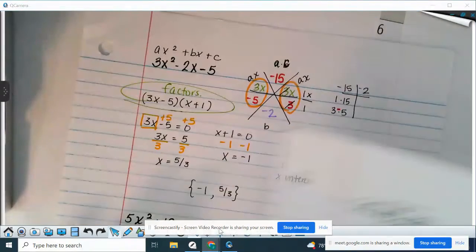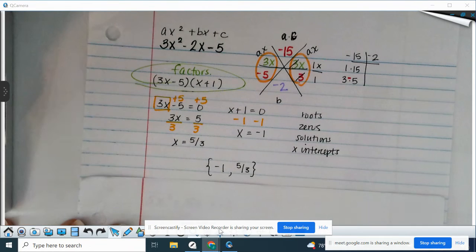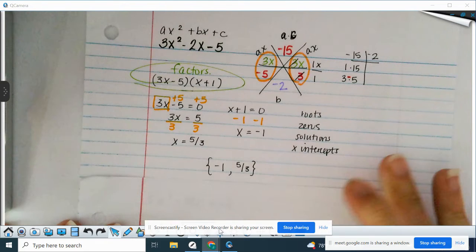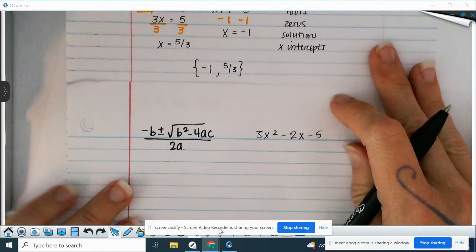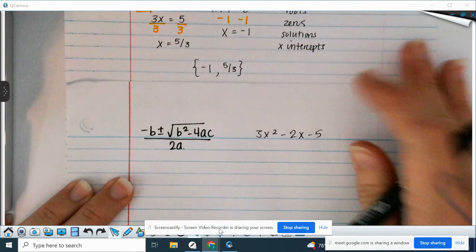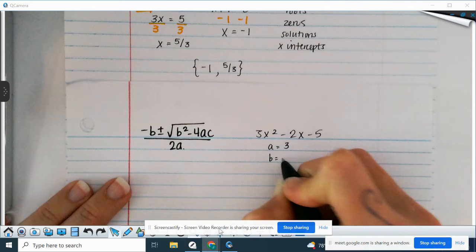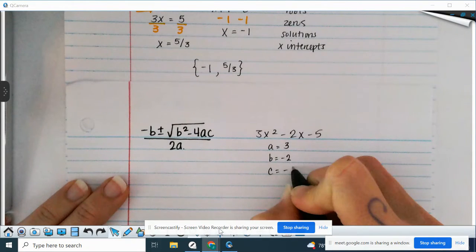And I set myself up. Yep, there we go. So quadratic formula using the same problem. So 3x squared minus 2x minus 5. We should still get that negative 1 and 5 over 3 when we're done. So in this case, our A value is 3. Our B value is a negative 2. And our C value is a negative 5.